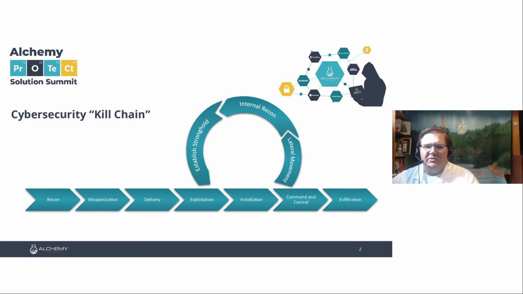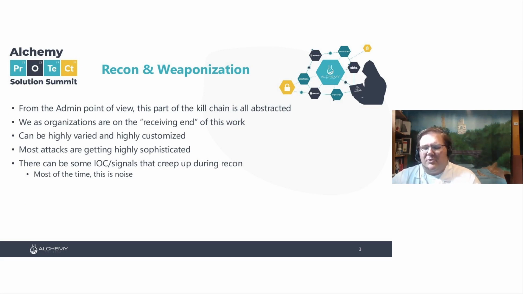Everything starts with recon, weaponization, delivery, exploit, install, command and control. And those last three are really key because they're cyclical. So that's where we see lateral movement, the internal recon, and then establishing a stronghold. When the attacker, the threat actor, has enough information, then it goes to command and control, exfiltration, and that aspect of it as well.